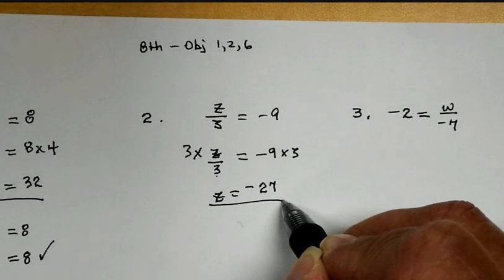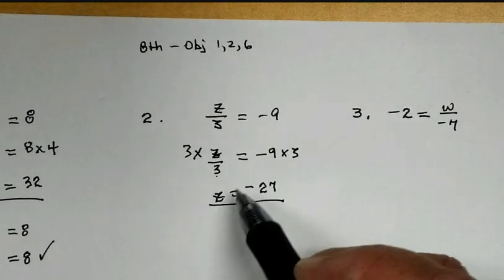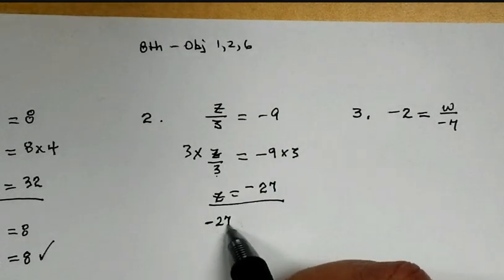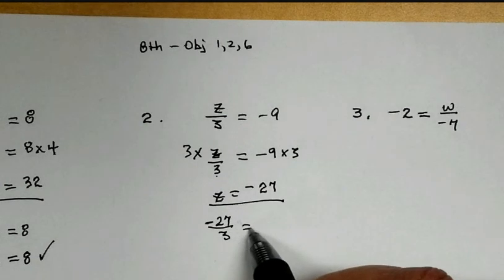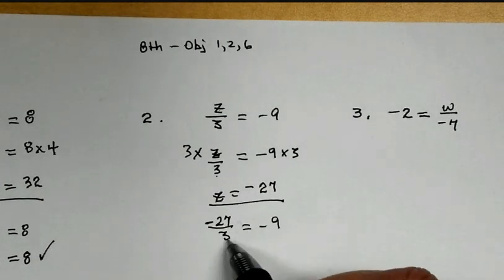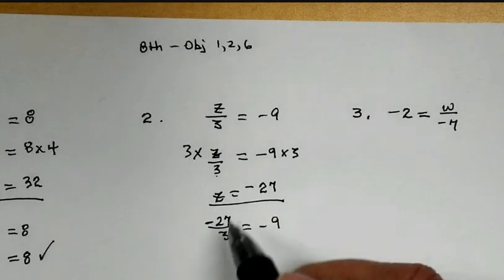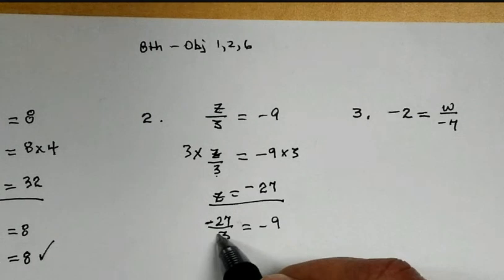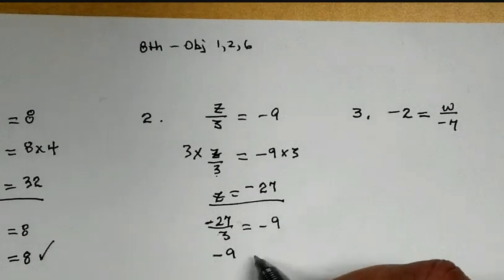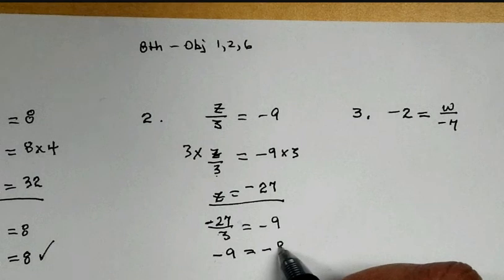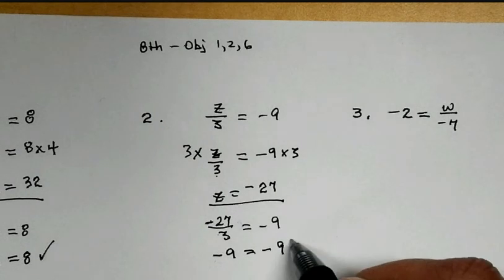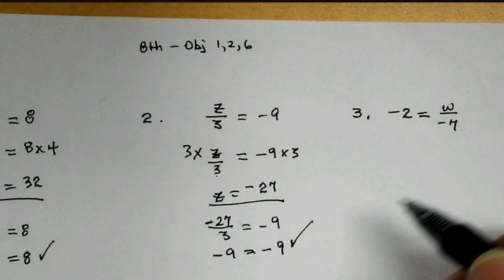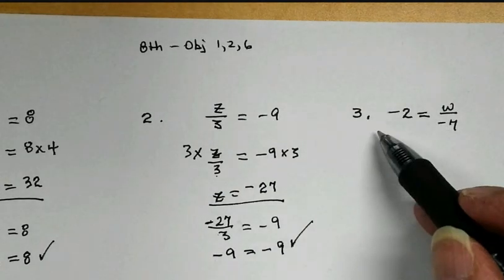Let's go back and check our solution. Anywhere I have a z, I'm going to put a negative 27. So I have negative 27 divided by 3 equals negative 9. Can anybody tell me how many 3's there are in 27? 9, that's correct. And a negative divided by a positive is negative. So I have that negative 9 is equal to negative 9. That checks. Everybody understand? Alright, let's move now to example 3.